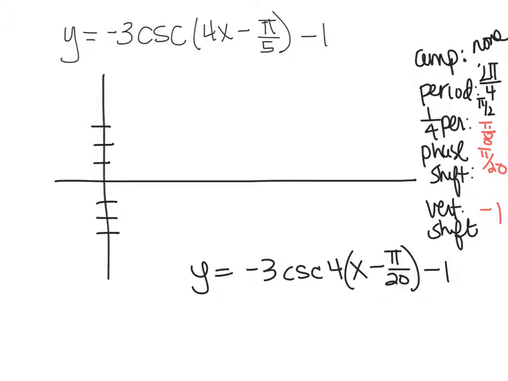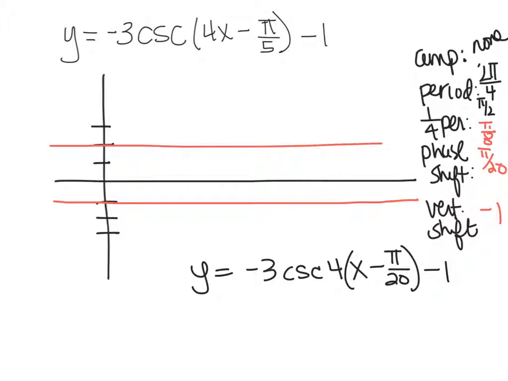So I'm going to start with my vertical shift. That's going to be my center. Okay, that's my midline. And then I'm going to go up 3, 1, 2, 3, and down 3. So when I do my middle, high, middle, low, those are the 3 lines I'm going to be using.